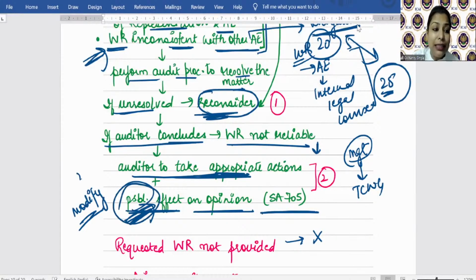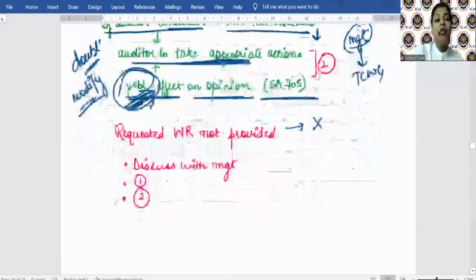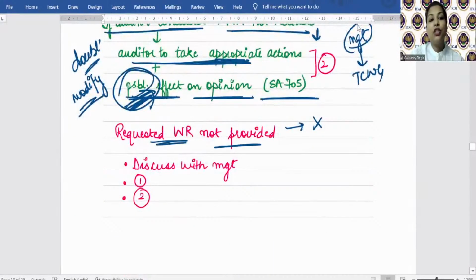बिकॉज पता नहीं है ना, डाउट है ना अबाउट द रिलायबिलिटी, तो पॉसिबल इफेक्ट मतलब अब आपको ओपिनियन मॉडिफाई करना पड़ेगा। अब आप ये तो बोल नहीं सकते हो दैट फाइनेंशियल स्टेटमेंट रिफ्लेक्ट ट्रू एंड फेयर व्यू, बिकॉज द प्रीमाइस ऑन विच यू आर कंडक्टिंग द ऑडिट की सब इंफॉर्मेशन मिल रहा है, एडिशनल इंफॉर्मेशन मिल रहा है, मैनेजमेंट रिस्पॉन्सिबल है, पता नहीं वो सब है या नहीं। क्लियर? If requested written representation is not provided, फिर क्या करना है?